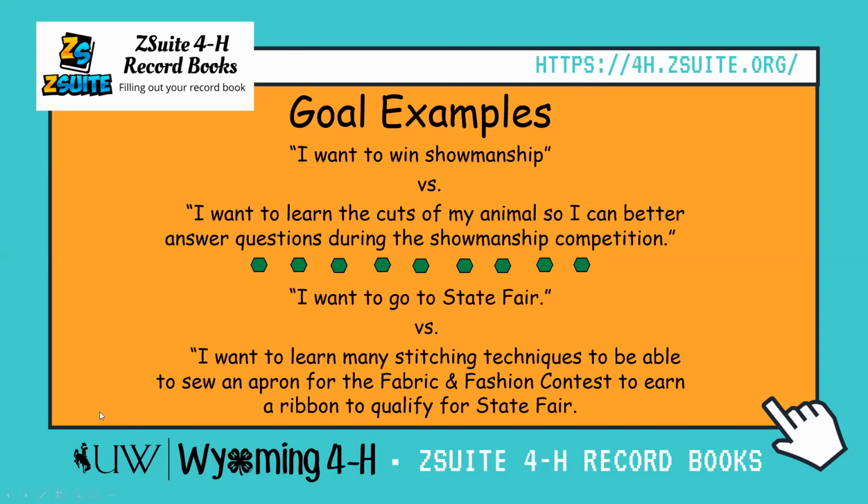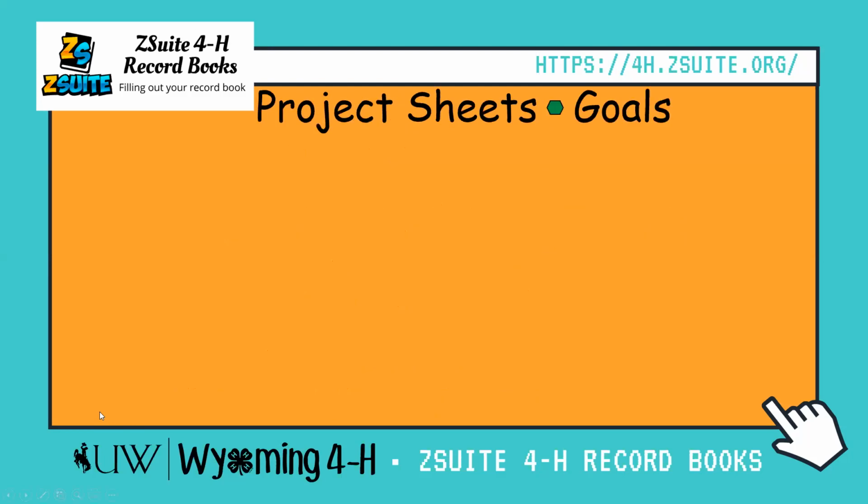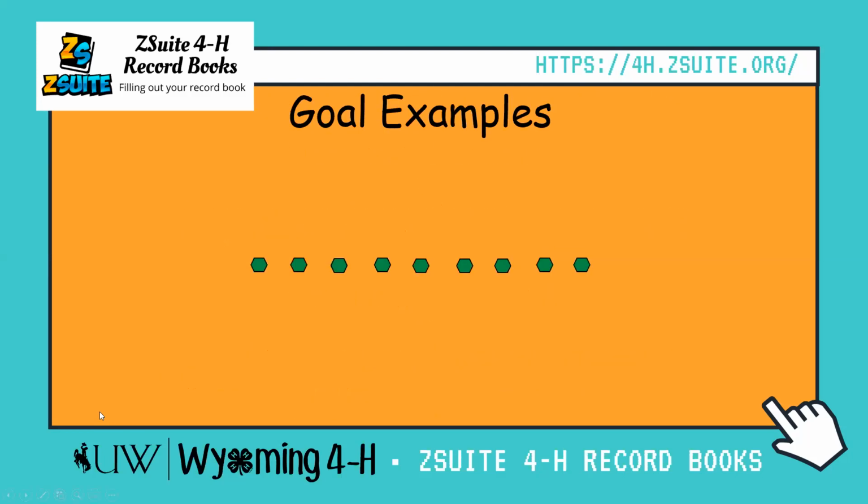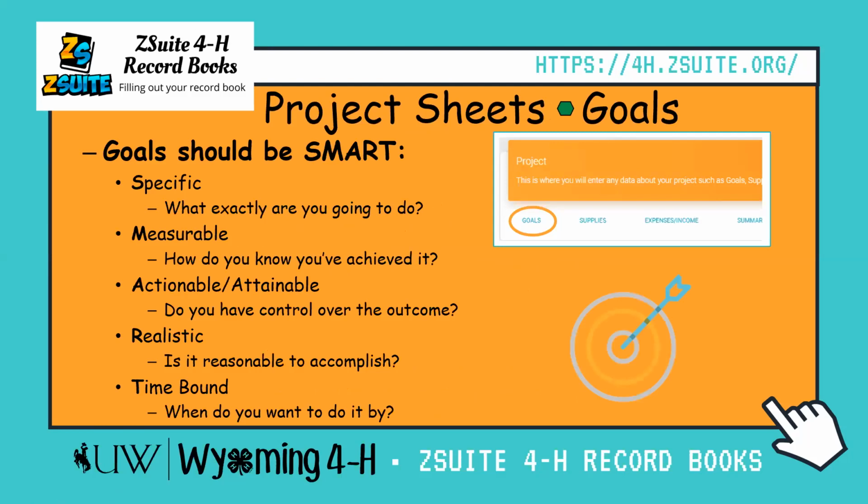So I'm going to go back a couple slides and we're going to go over that one more time. So SMART goals are specific, measurable, attainable, realistic, and time-bound or have a timeline.